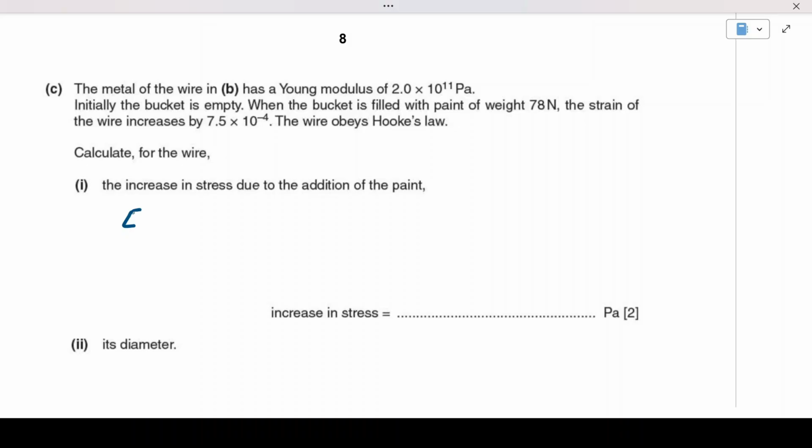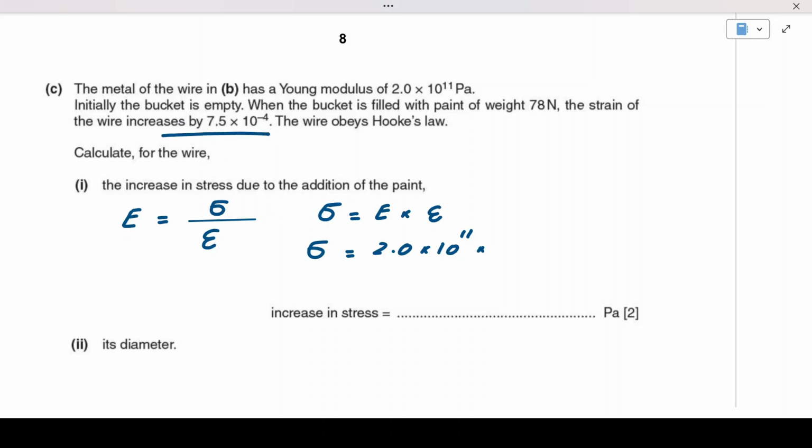So Young modulus: one of the formulas is stress divided by strain. It means stress equals Young modulus multiplied by strain. I'm using the symbols, as they are in the notes also. 2.0 into 10 raised to power 11, that's the Young modulus, multiplied by strain, which is given as 7.5. Strain is without any unit, by the way.